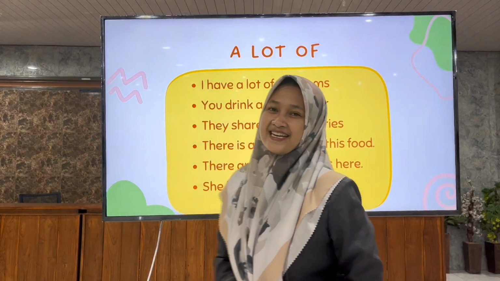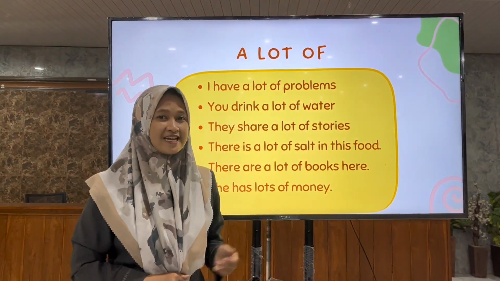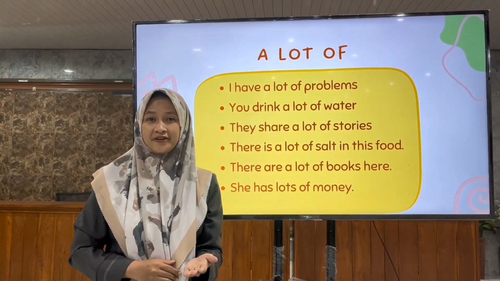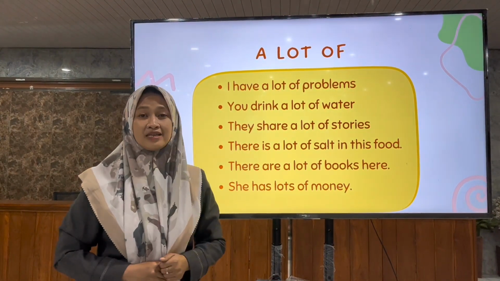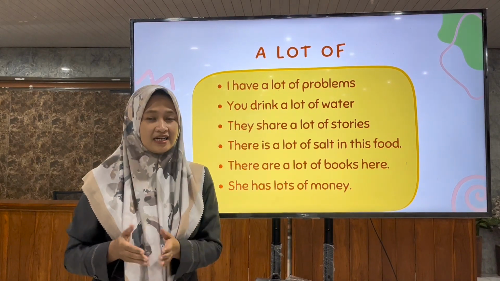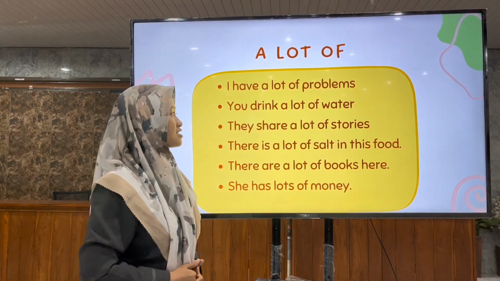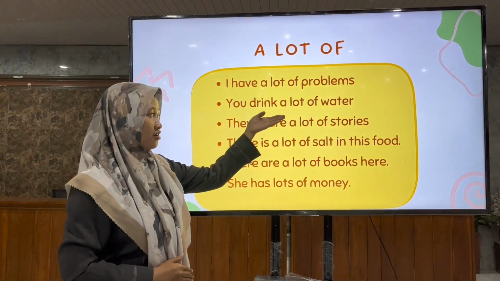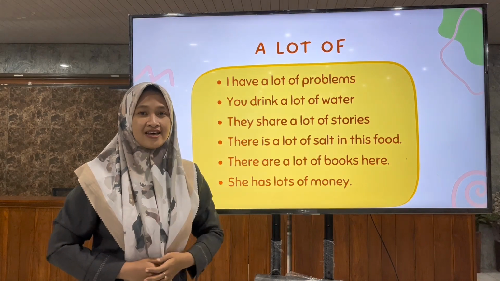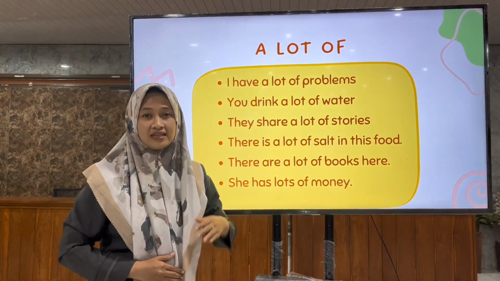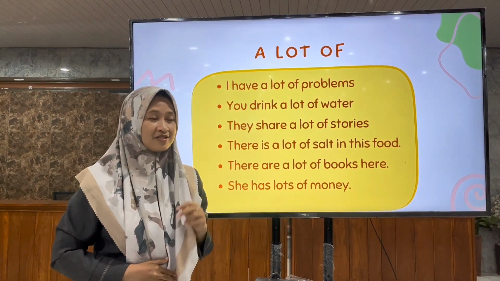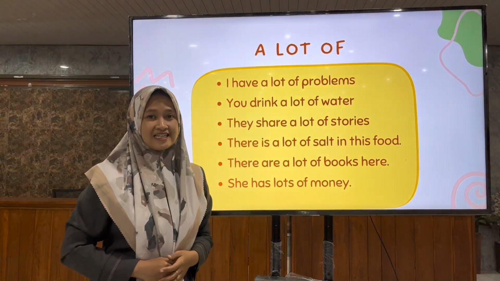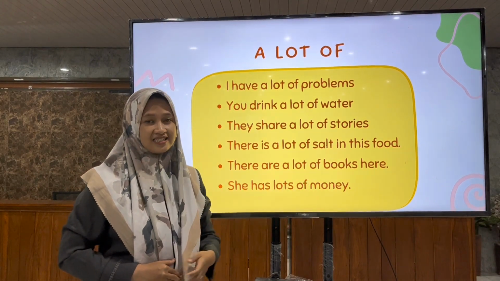The last one, we will study about a lot of. Here are the examples of a lot of. As I told you before, a lot of can be used with both countable and uncountable nouns. For example, the first one: you drink a lot of water. Do you know that water is a kind of uncountable noun? Number 2, there are a lot of books here. Do you know that books are a kind of countable noun?